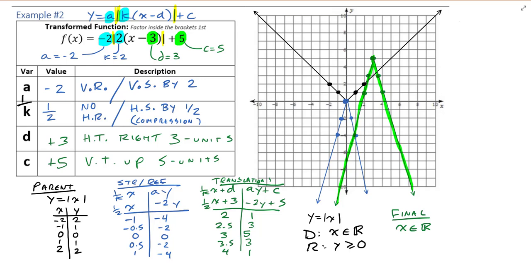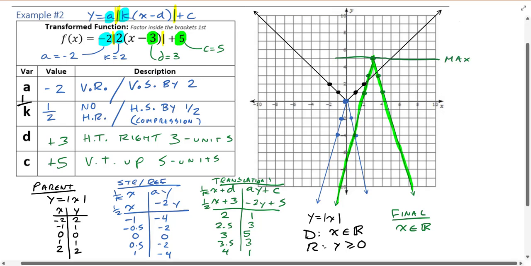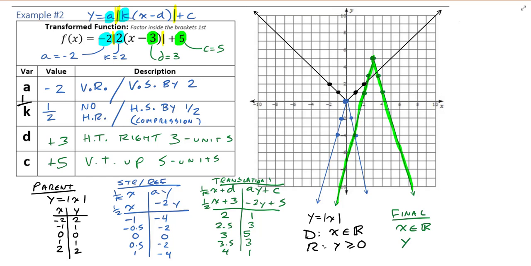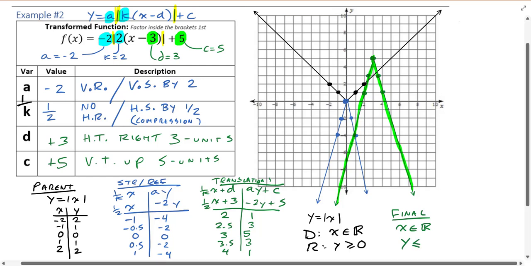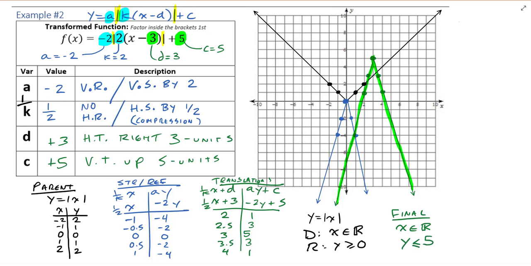Now the y's, look what's going on here. We have a maximum. Look at the highest they go is 5. All of them are below 5. It goes down forever. So that means now all of our y's are going to be less than or equal to the maximum, which is 5. That's the highest they can go. All right, so that's that one.